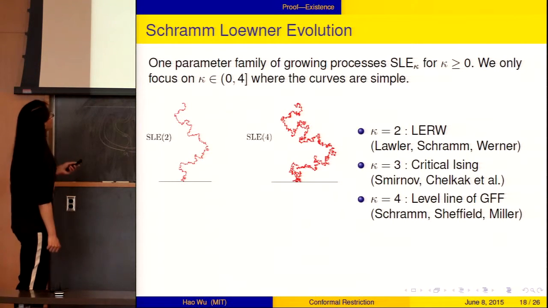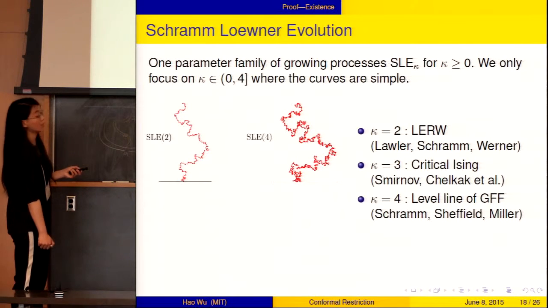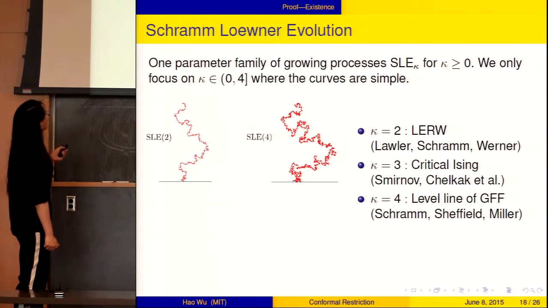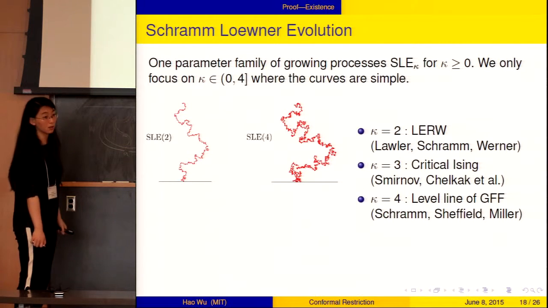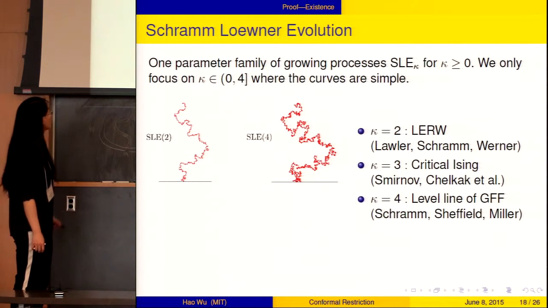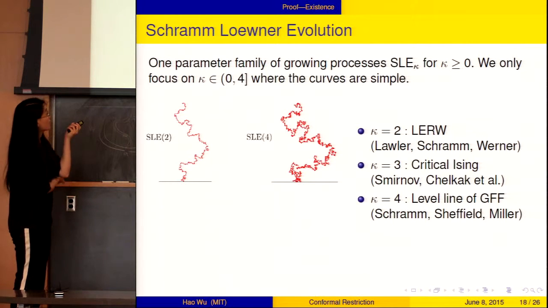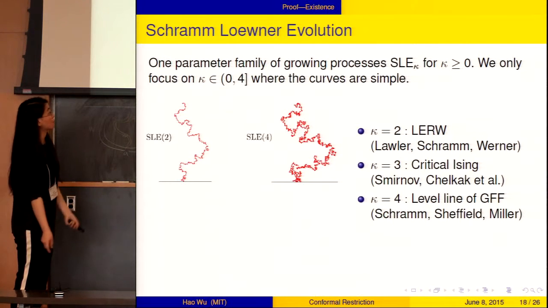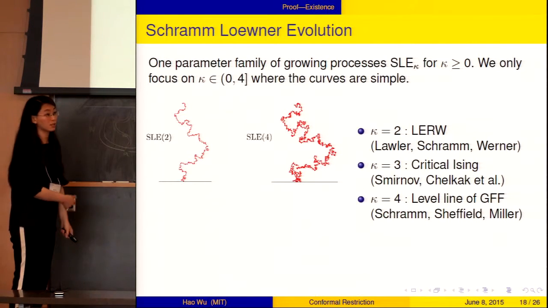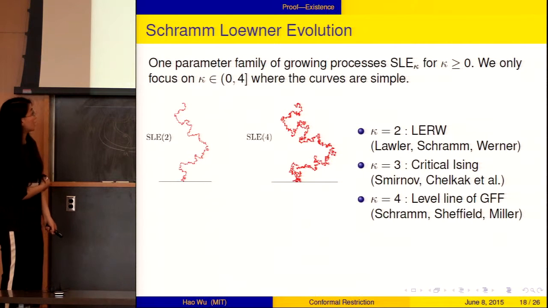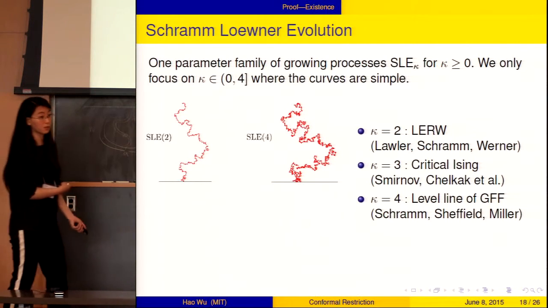And this one-parameter family is called SLE kappa. It is indexed by a positive kappa. For kappa between 0 and 4, that corresponds to the simple curve, and this is the case I will focus on in my talk. As I said before, SLE curves are introduced as a candidate for the scaling limit of discrete models. Since their introduction, they have been proved to be the scaling limit of several discrete models. For example, SLE2 corresponds to the scaling limit of loop-erased random walk. SLE3 corresponds to the scaling limit of the interface of the critical Ising model. SLE4 is the scaling limit of the level line of the discrete Gaussian free field.